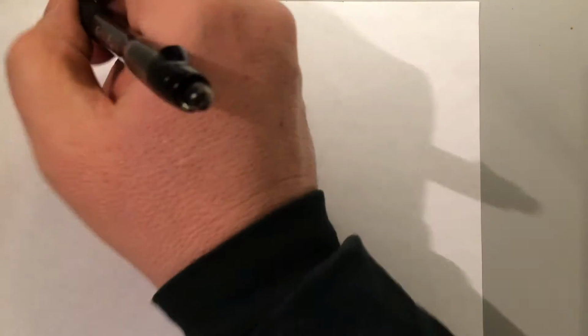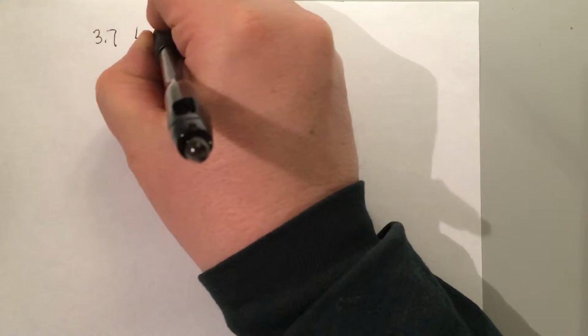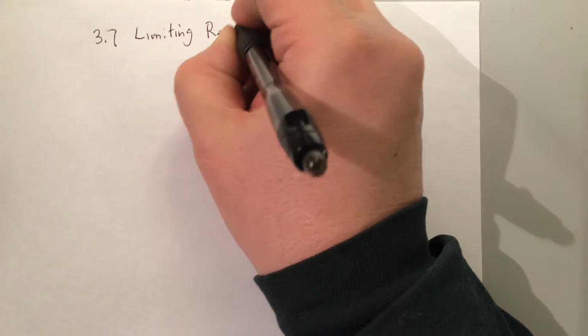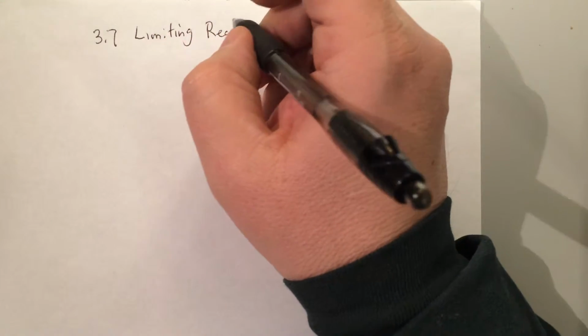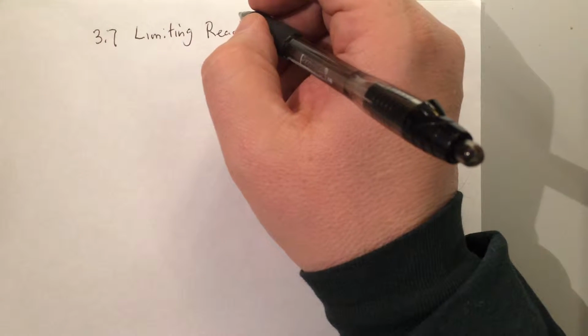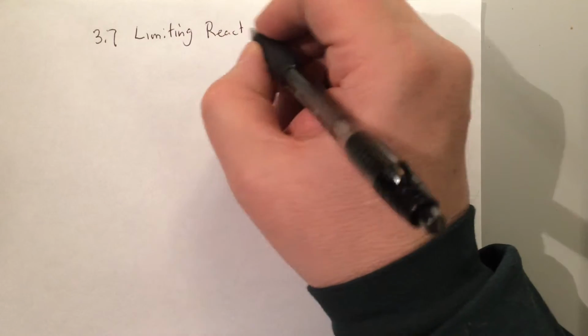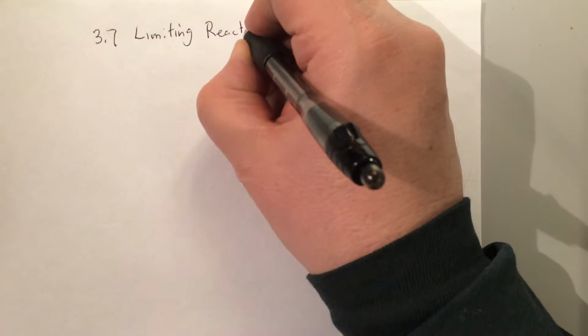Okay, welcome back. We're now in section 3.7, and 3.7 is on the limiting reactant. You remember that a reactant is something usually you start with. Two or more molecules will react together, and that reaction will form a product.